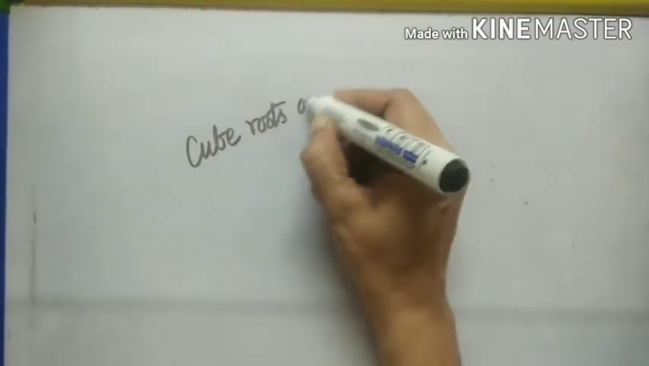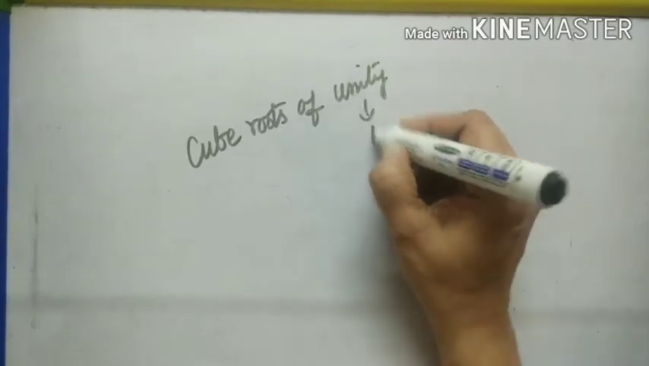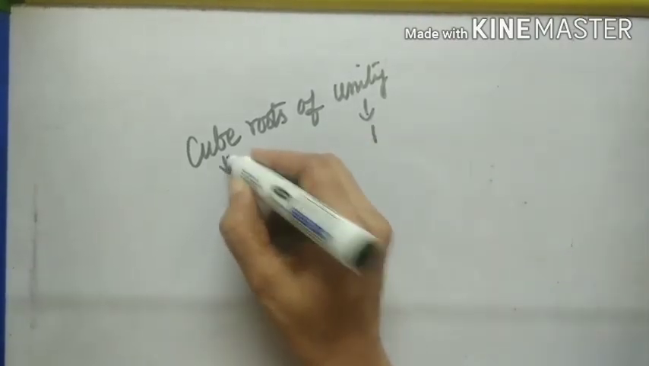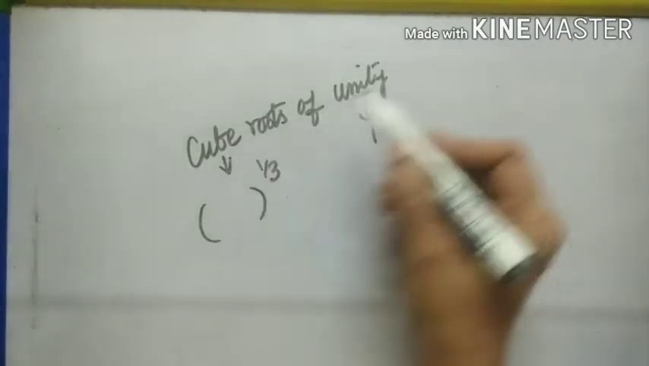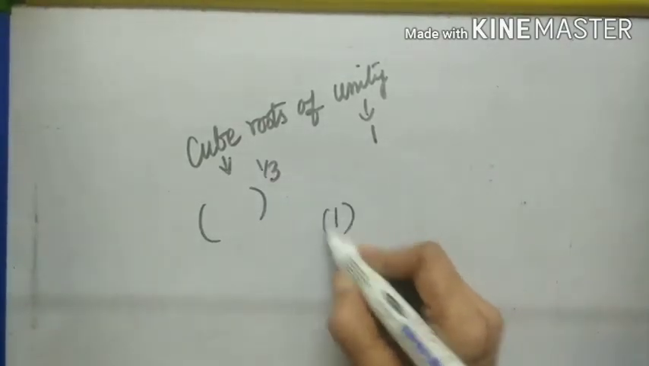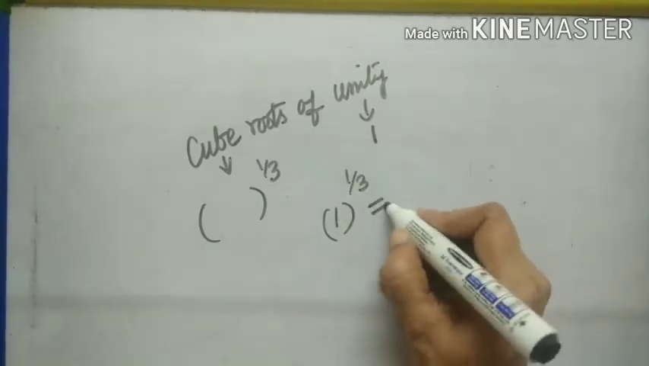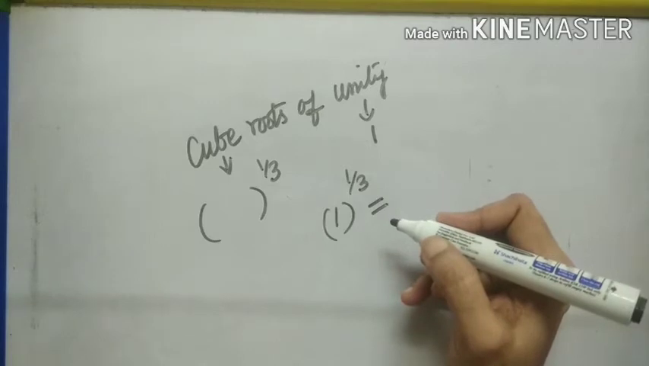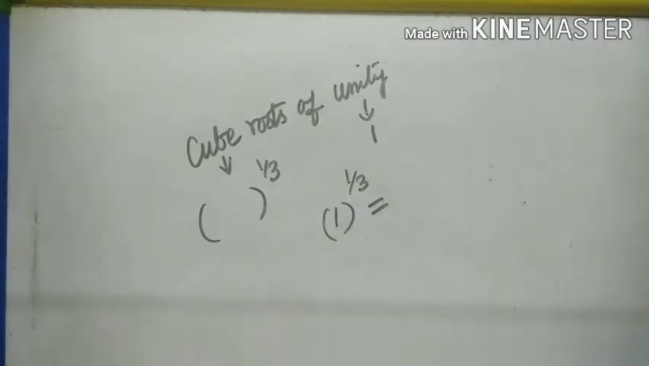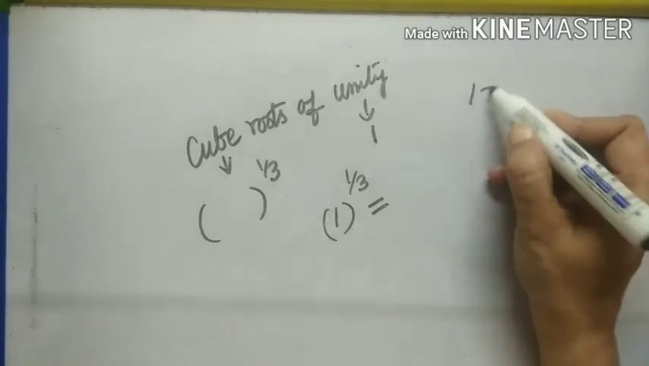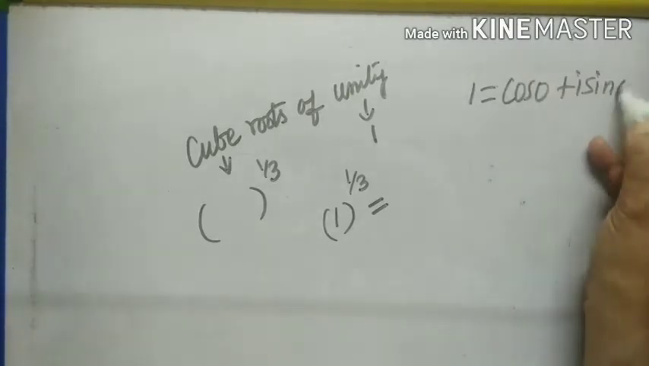What do you mean by the word unity? Unity means 1. Cube root means whole power 1 by 3. So, cube roots of unity means 1 power 1 by 3. How will you write 1 in polar form? We have to remember 1 directly. Certain things I can remember directly. 1 can be written as cos 0 plus i sin 0.